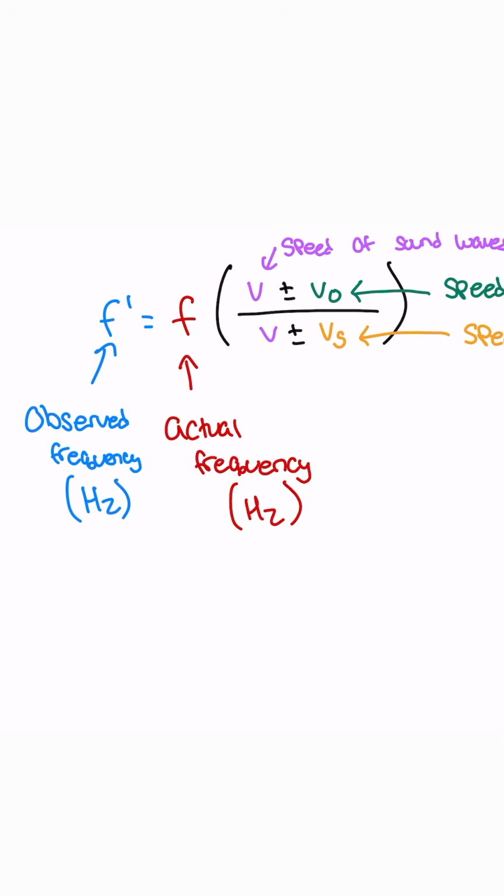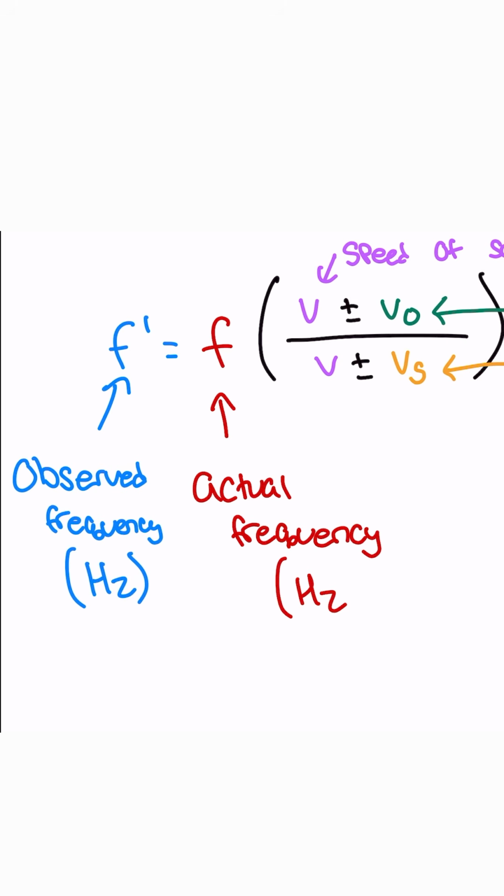And there's just one more thing that we have to go over. These plus or minuses. Just think about whether the situation should make the observed frequency, f prime, go up or down. These problems are going to be so much easier when you remember these rules.